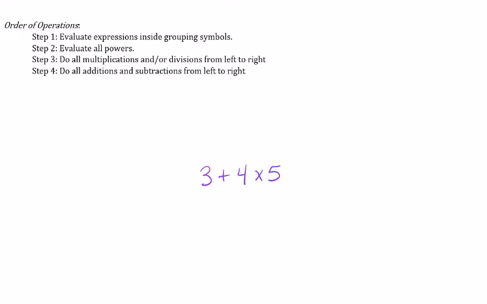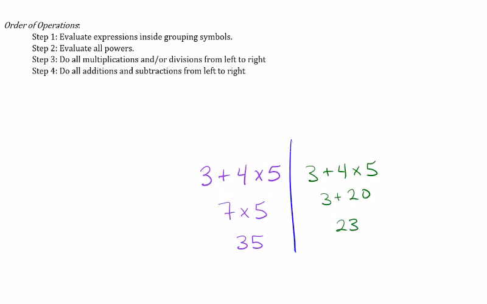And if it weren't for order of operations, this could come out differently, depending on what order we operated. Like if you did 3 plus 4 first and got 7 and then multiplied by 5, you'd have 35, which is different than if you were to multiply 4 by 5 first and get 20 and then add 3. That's 23. So order of operations gives us a standard by which we operate and make sure that we're consistent in the answers that we get when we evaluate expressions.